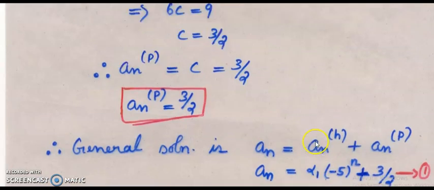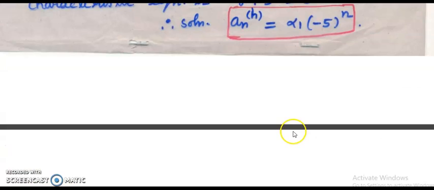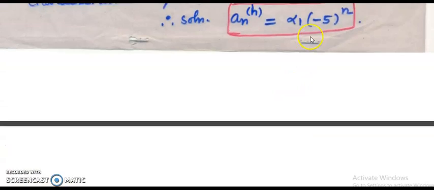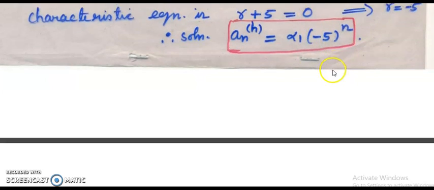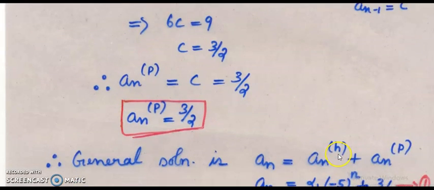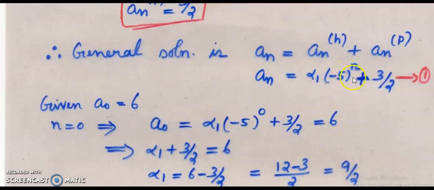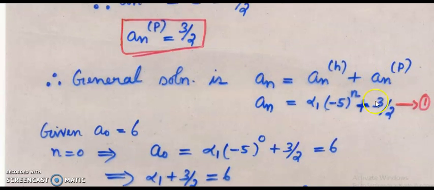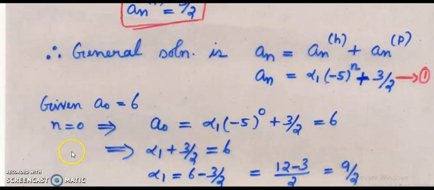a_n(h) we already derived: alpha 1 times (minus 5) raised to n. So we add those two values: alpha 1 (minus 5)^n plus a_n(p), which is 3 by 2. This is equation 1. Also, now the condition is given, a0 is 6. We have already learned this. When n is 0, a_n is a_0, so instead of n, you can take 0.